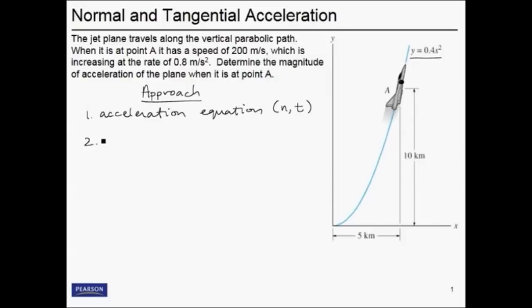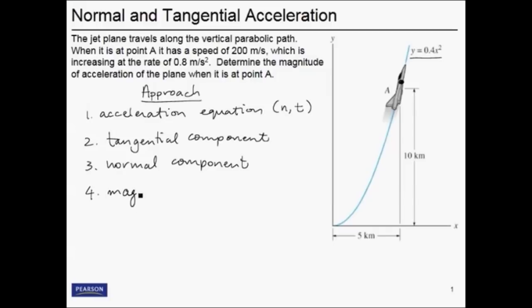Steps 2 and 3 are going to work together. One of them is going to be to consider the tangential component, one for the normal component. I'm going to do the tangential component first. That's going to be step 2. And then in step 3, I'll do the normal component. And finally, once we have those two components, we can go ahead in step 4 and find the magnitude. That magnitude calculation is going to be something like the square root of the sum of the squares of the normal and tangential component.